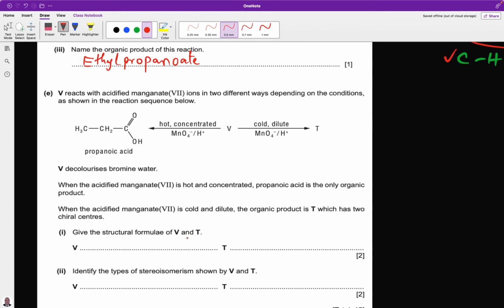Once more for the purpose of revision. If you go back to our video on oxidation of alkenes with hot concentrated acidified manganate 7, you will see that under this harsh condition, the double bond in the alkene is broken. And when the double bond is broken, the products formed will depend on the position of the double bond.